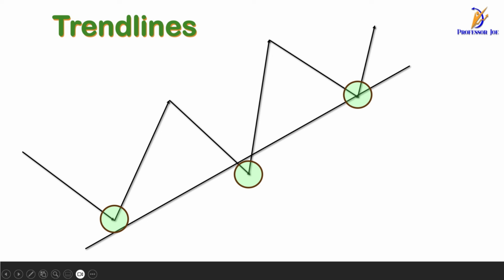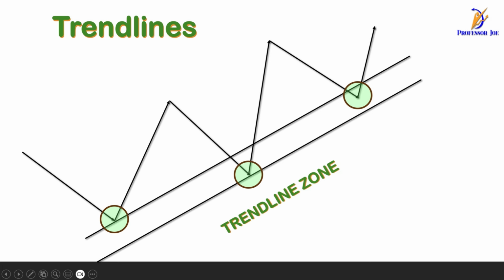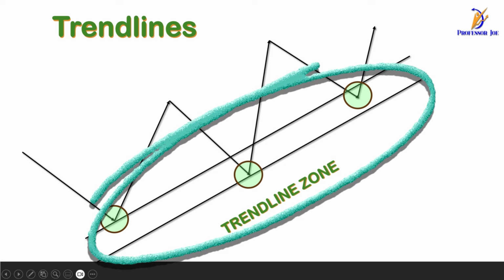So this is where the actual knowledge of drawing a trend line is required. Now, as there are support and resistance lines, we say that they are support and resistance zones. Same way, trend lines are also trend line zones. So what is most important is to understand that a trend line is not a line. It is a trend line zone. So how do you draw a trend line zone? That is what is most important. This is how you are supposed to draw trend line zones.